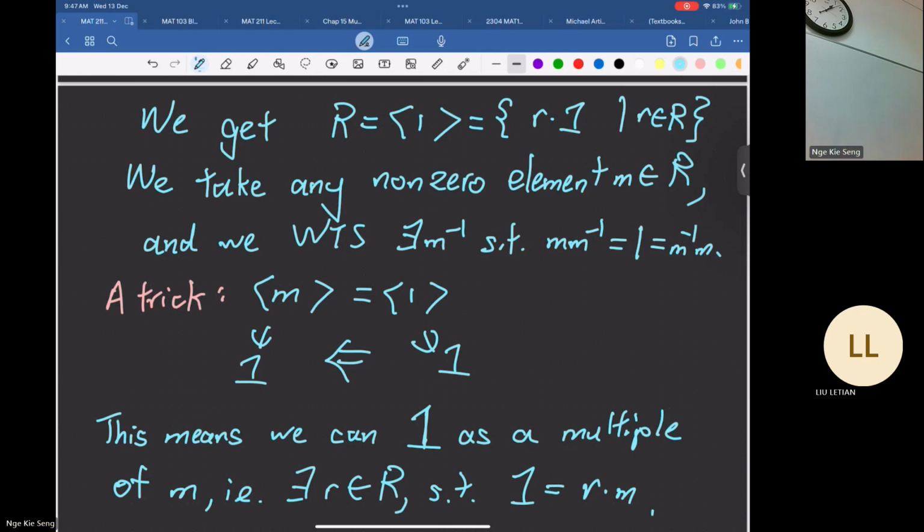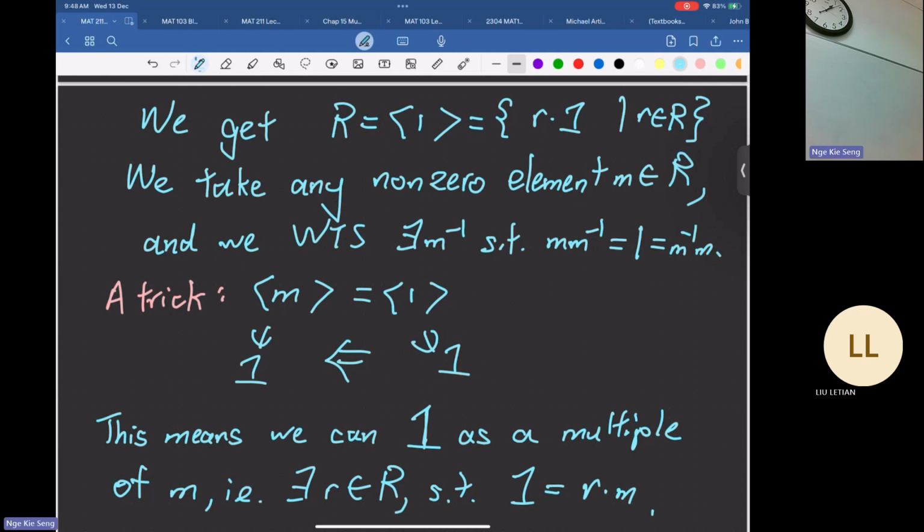Does it make sense? I need to find a way so that I can write 1 as a multiple of M. So what does this equality say? It says 1 is a multiple of M. 1 is living in the ideal generated by M. This equation says 1 is a multiple of M, because 1 equals something times M. In the ideal language, it means 1 lives in the ideal generated by M.